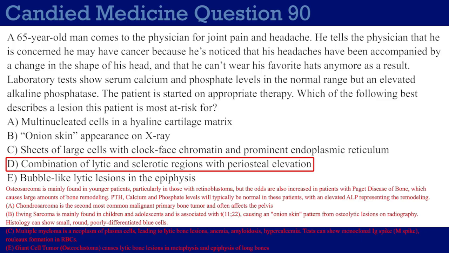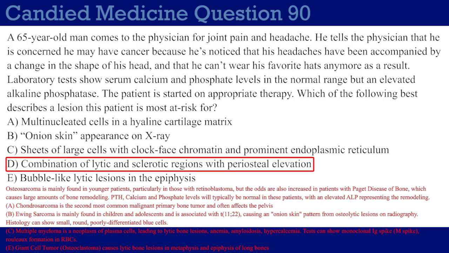But anyway, as I mentioned, multiple myeloma can cause lytic bone lesions, anemia, because the plasma cells are kind of crowding out the other cell lines. The circulating immunoglobulin can deposit and cause amyloidosis all over the body. And of course, the lytic bone lesions can cause hypercalcemia.